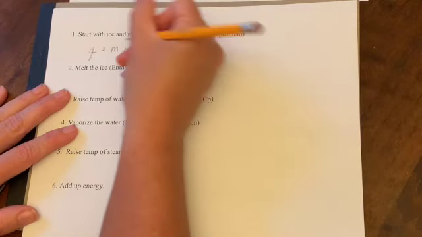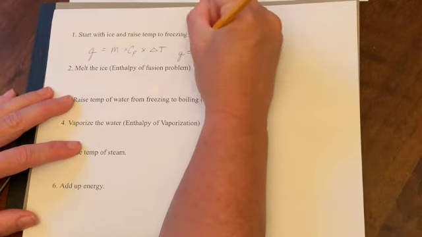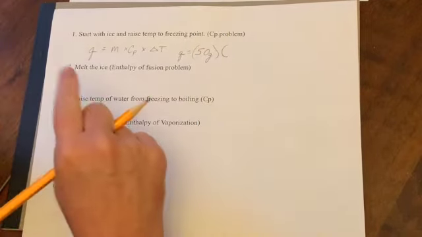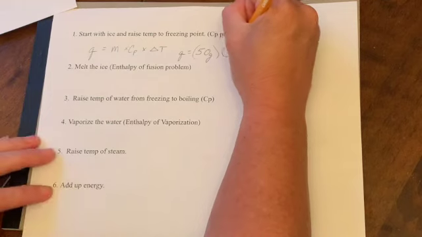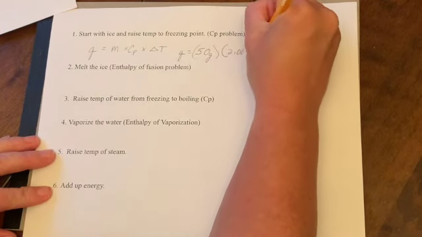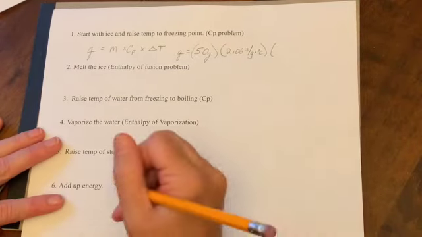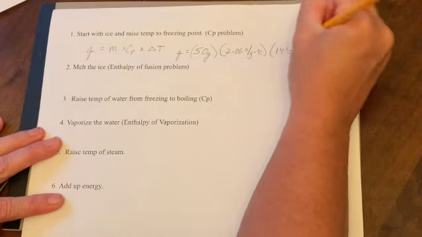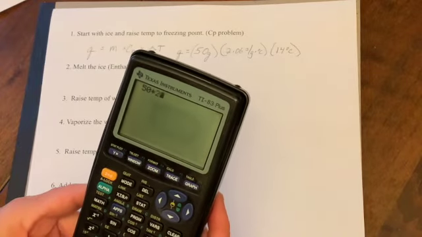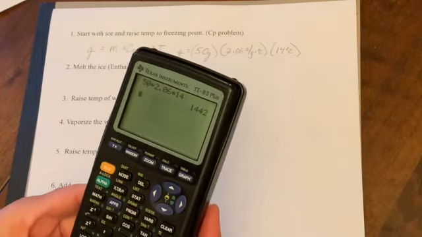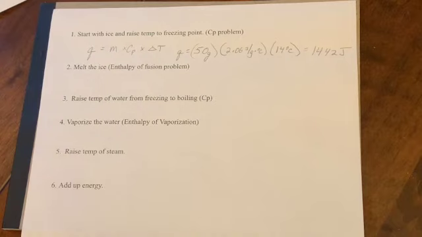So for this problem, my mass is going to be the same throughout these problems. So it's 50 grams. The specific heat, remember we're at -14 and going up to 0, so I have to use the specific heat of ice. That's 2.06, in joules per gram times degrees Celsius. And then my delta T, I'm going from -14 to 0, so that is 14 degrees Celsius. I'm going to plug this into my calculator. So 50 times 2.06 times 14 gives us 1442 joules. All right, so that's one problem.